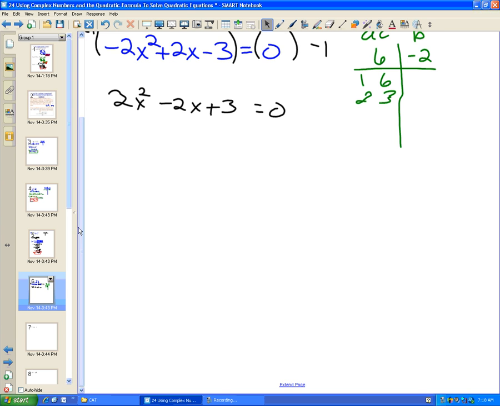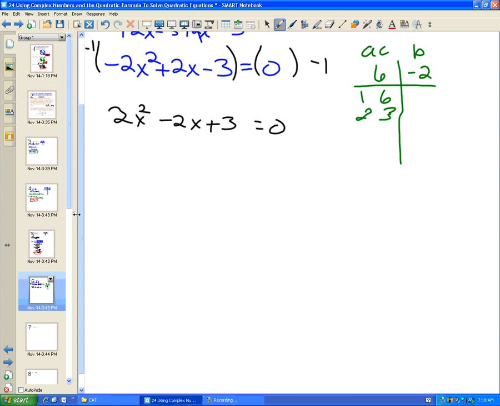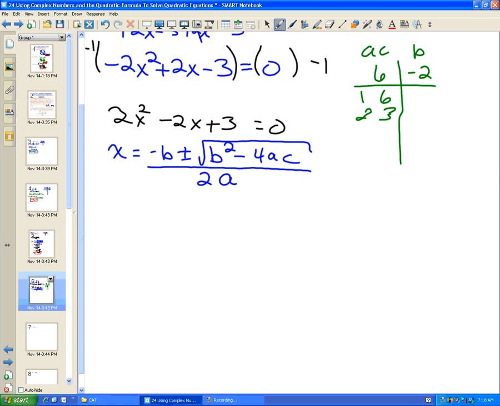Scoot up just a little bit. My quadratic formula is x equals negative b plus or minus the square root of b squared minus 4ac, all over 2 times a. If you remember back from freshman year or Algebra 1 at least, we had a song that went with this that helps people to memorize it. It goes x equals negative b plus or minus the square root of b squared minus 4ac, all over 2a. I know it's a little bit annoying, but it's helpful.